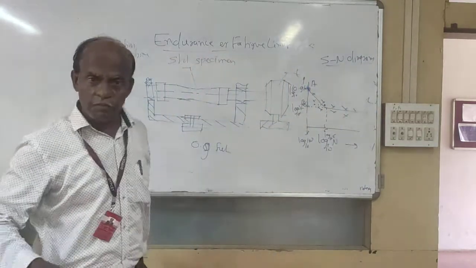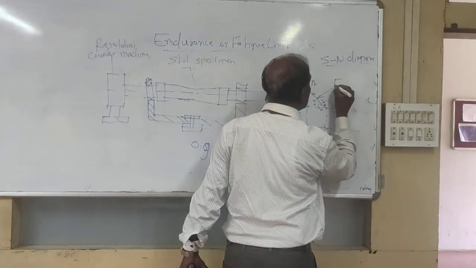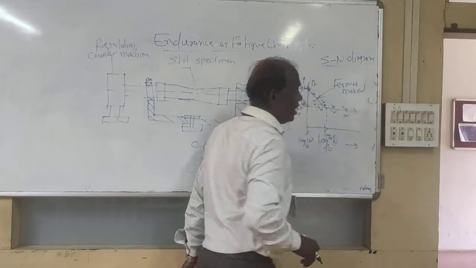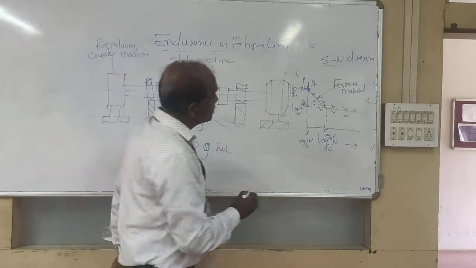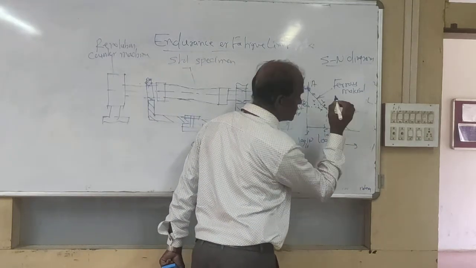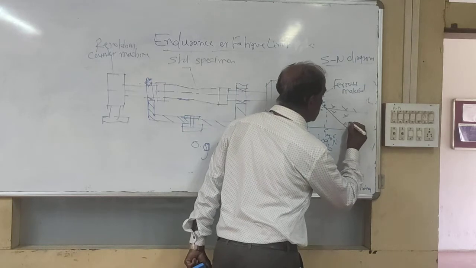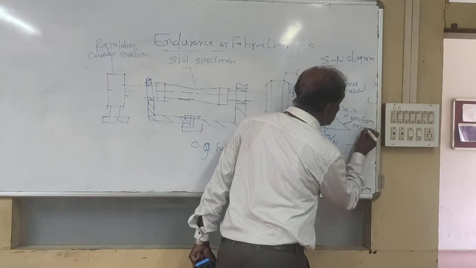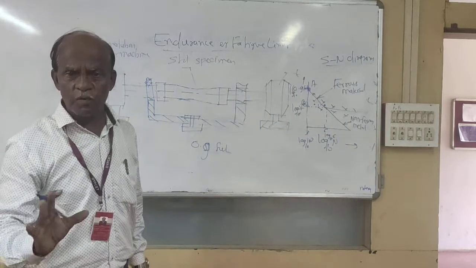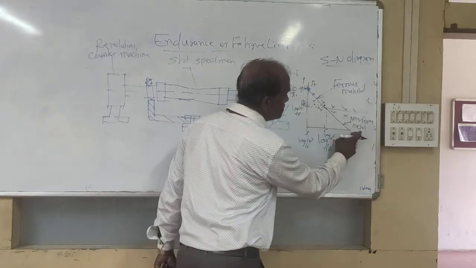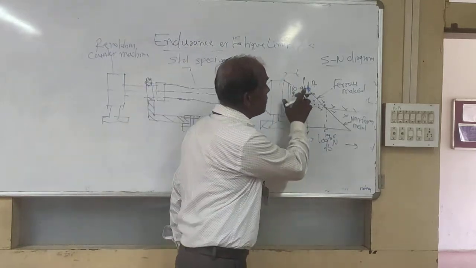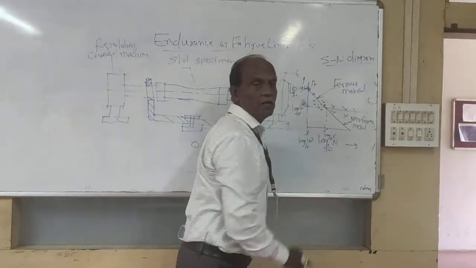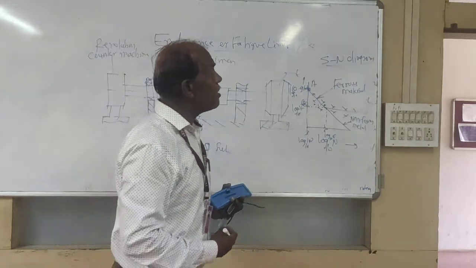This graph is valid only for ferrous materials, that is, steel or iron. For non-ferrous metals, for example aluminum or phosphor bronze, the graph continues like this, a sloping straight line. That means non-ferrous materials do not exhibit an endurance limit. The endurance limit is present only in the case of ferrous materials. So this is about the log scale.